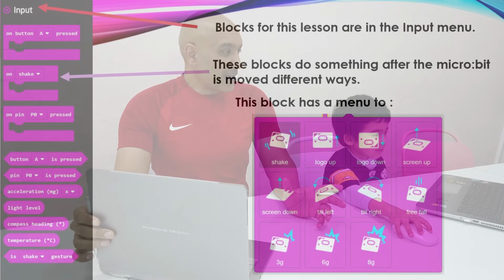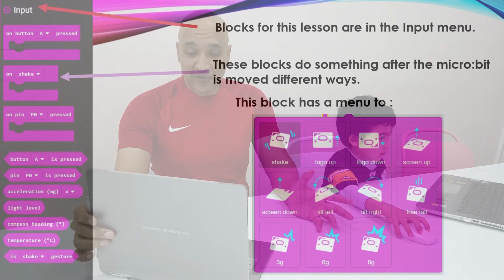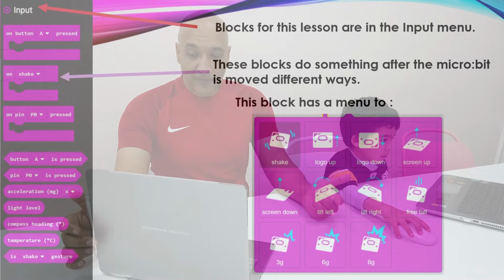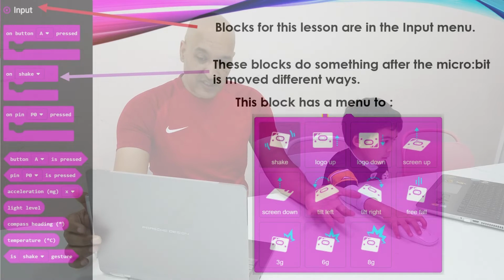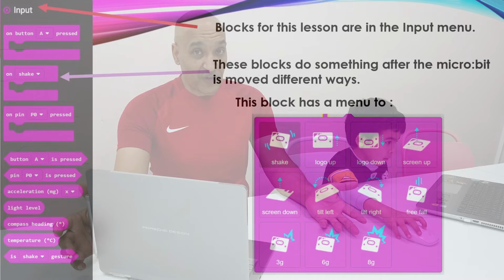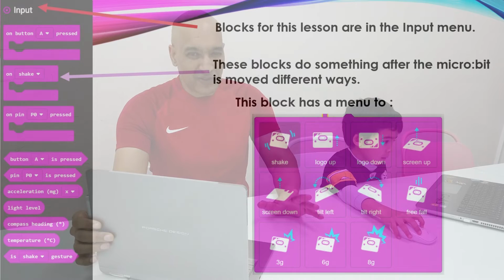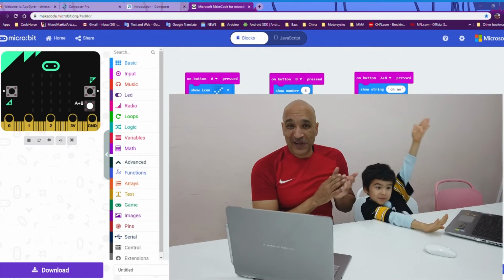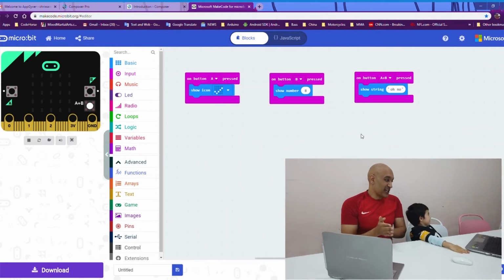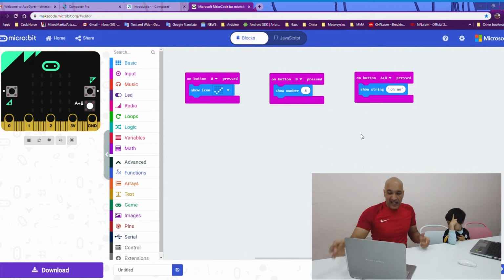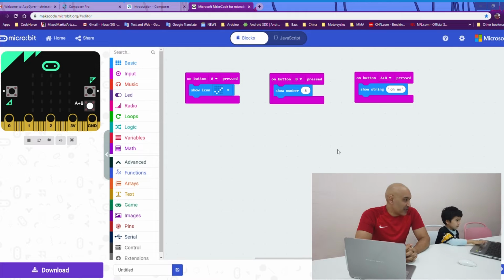And the onShake block has a drop-down menu, and that allows you to choose a bunch of different things. You can choose shake, logo up, logo down, screen down, tilt left, tilt right, free fall, 3G, 6G, and 8G. We're not going to talk about all of those today. If you didn't save the Buttons app, we can just recreate it very quickly, as we just did. Now we want to make an onShake block that clears the screen. So why don't you do that, Kyle?